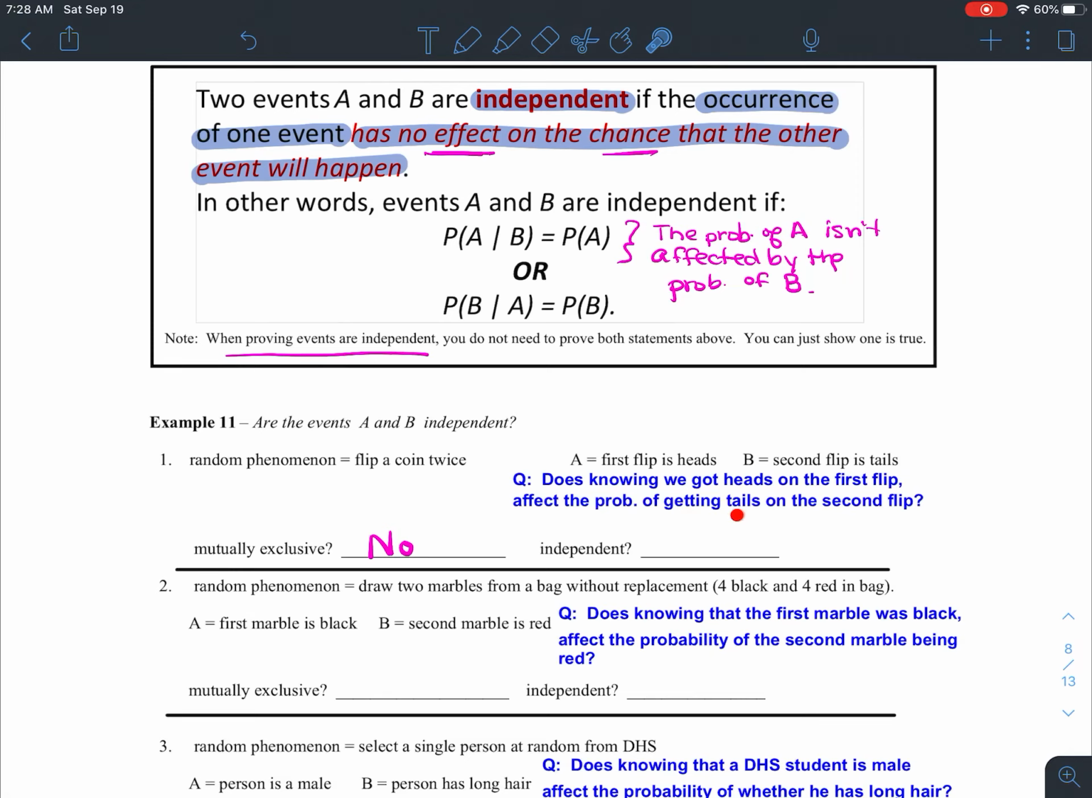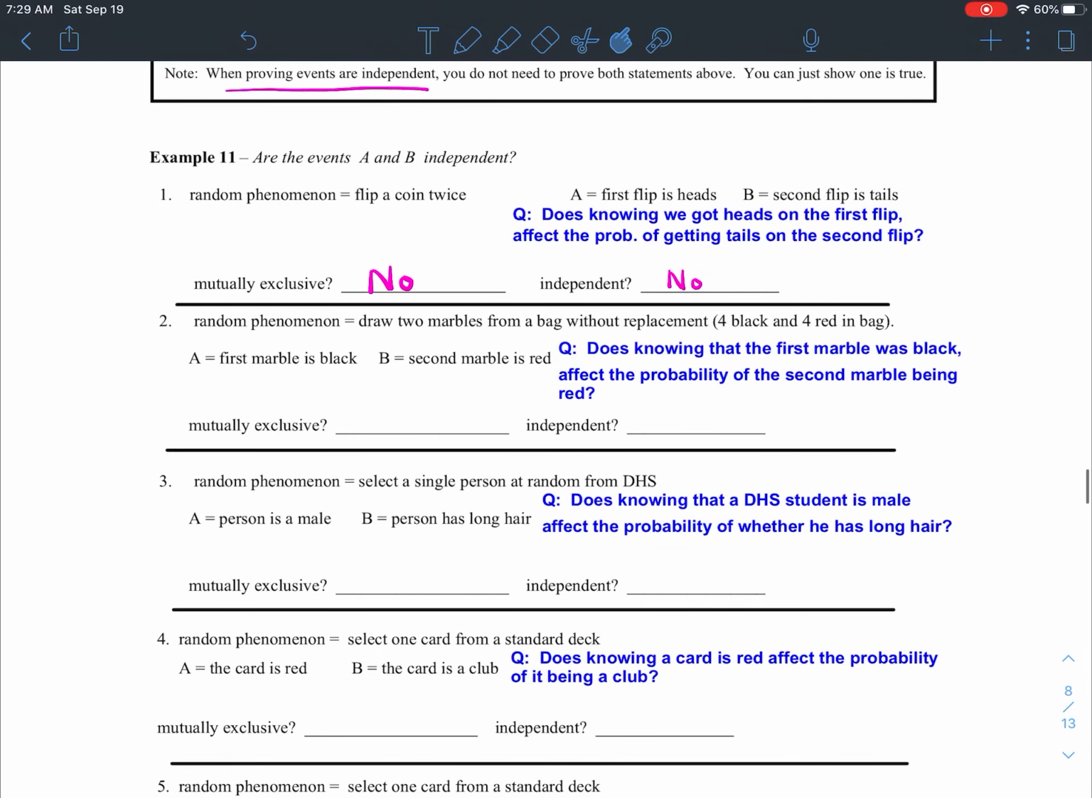But now, to check for independence, we need to ask ourselves this question: does knowing that we got heads on the first flip affect the probability of getting tails on the second flip? Well, no. Every time we flip a coin, it has the same probability of getting heads or tails. So flipping a coin is a great example of an event that is independent, heads or tails. Okay. All right, let's take a look at number 2.